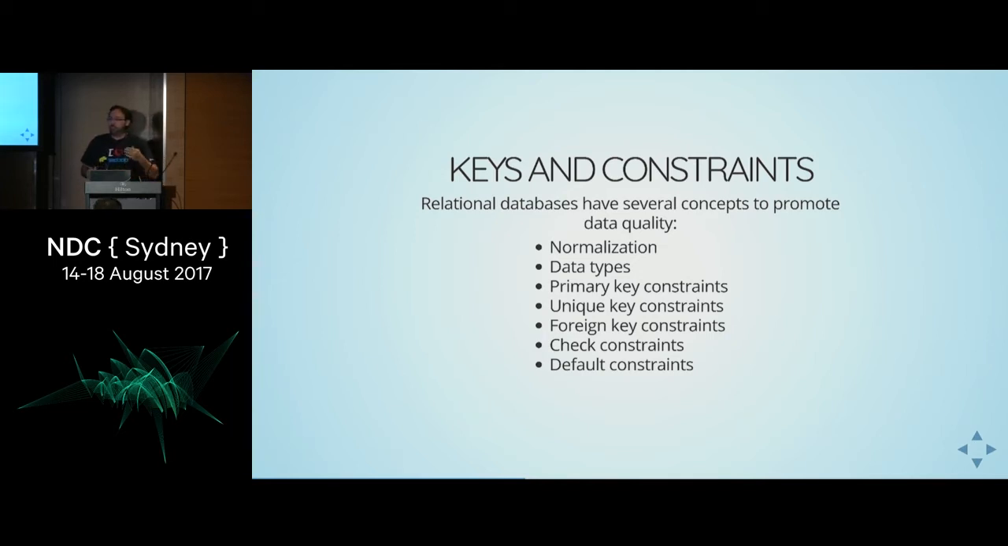Normalization is the first constraint. It's a logical constraint, it's not a physical one. And there are several ways to normalize a set of tables to get to an answer. But this is probably the first gate in order to protect bad data from getting through. Then we talk about data types and the actual physical constraints that exist in a relational database system.